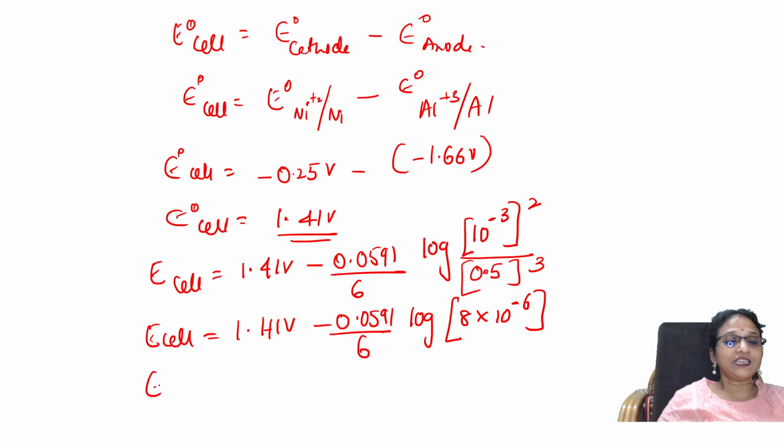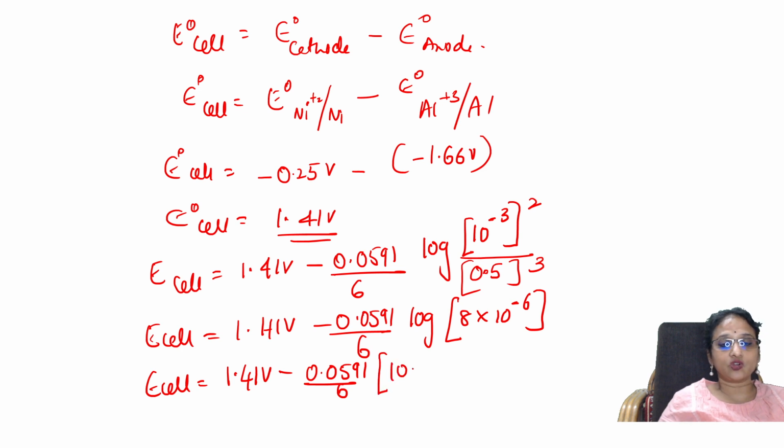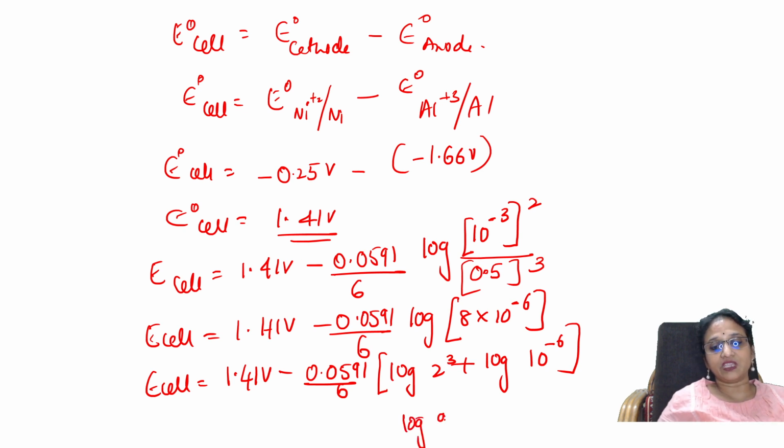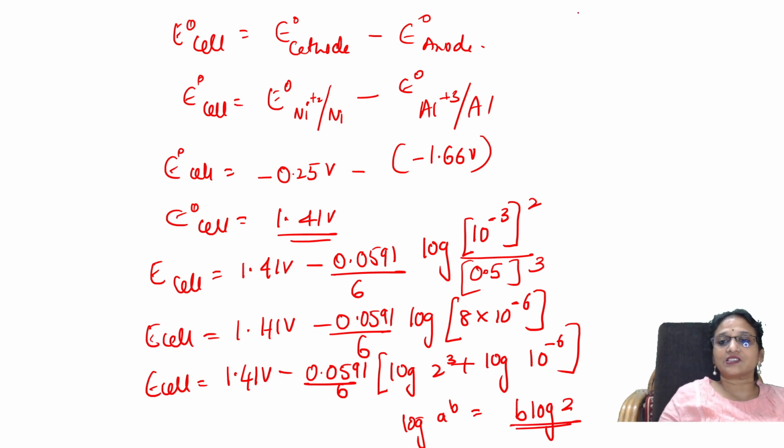Let us write that. E cell is equal to 1.41 volts minus 0.0591 by 6. Yes, I can write this as log 2 cube, 8, plus log 10 raised to the power of minus 6. Correct, students? Further, let us simplify. When it is a raised to the power of b, log a raised to the power of b is nothing but b log a. Correct? So now let us write. Do I have a next page? I don't have, so I'll be taking one line here. Sorry for the very vague line.